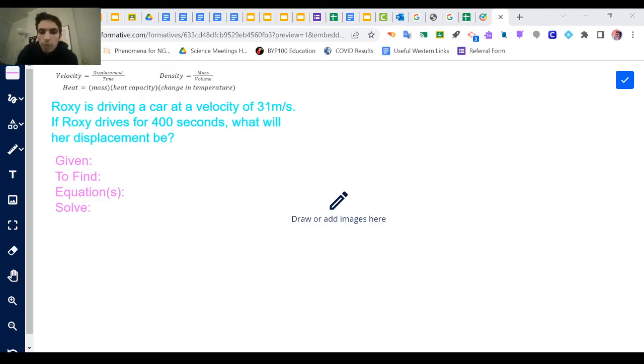Mathematical problem solving is an incredibly important part of not only physics, but science in general, math in general. So I'm going to review that here, but it may be familiar to you from previous classes. So here we have this problem. Roxy is driving a car at this velocity of 31 meters per second. She drives for 400 seconds, and the question is, what will her displacement be?